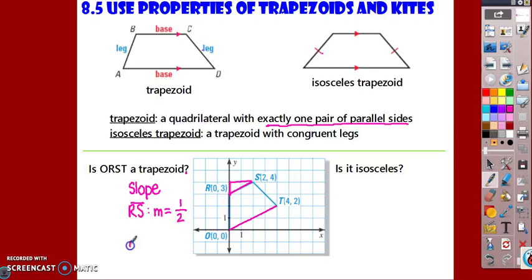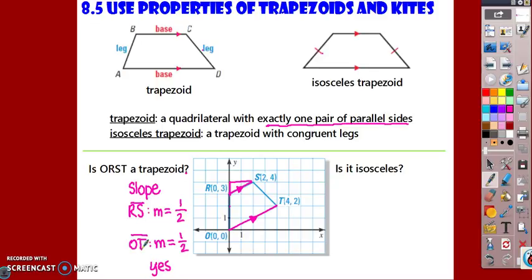Y minus y over x minus x. And then the slope from O to T looks like it goes up 2 over 4. Oh, but up 2 over 4 is the same as up 1 over 2, just a couple times. So guess what? It's a trapezoid, because we found same slopes. So yes, because RS and OT are parallel.